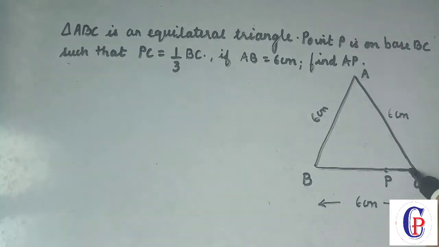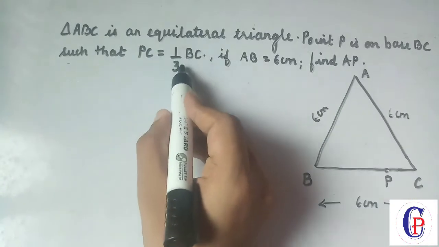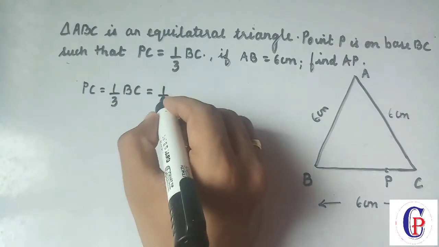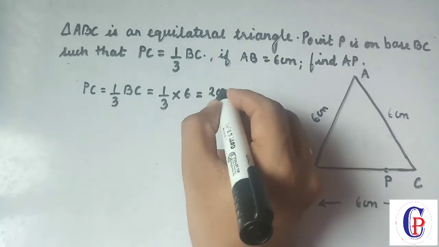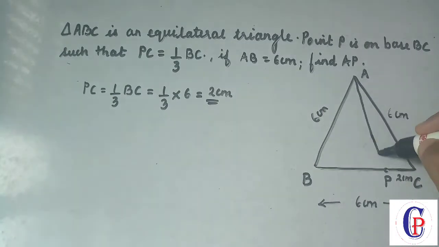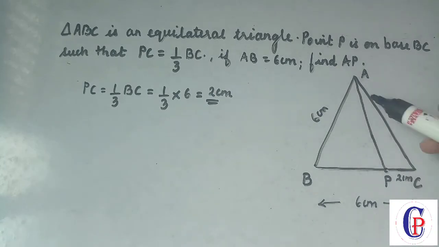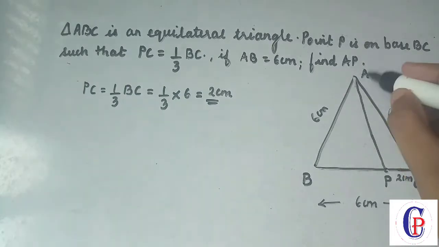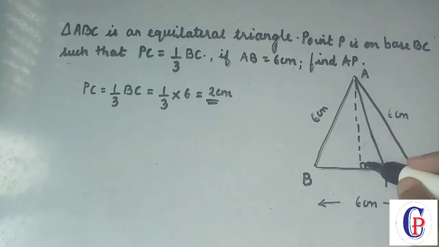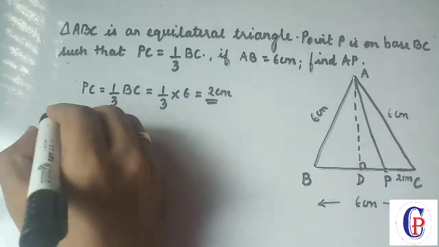So directly we can say that PC is what? 1/3 BC. Okay, PC is 1/3 BC. So of course if BC is 6, then PC is 2 centimeters. Okay, so let us join this. Now find AP. So what is the length of this AP? So for that I will be making a construction here. Okay, so this is an altitude. Okay, this is an altitude. Okay, so we will write here construction.